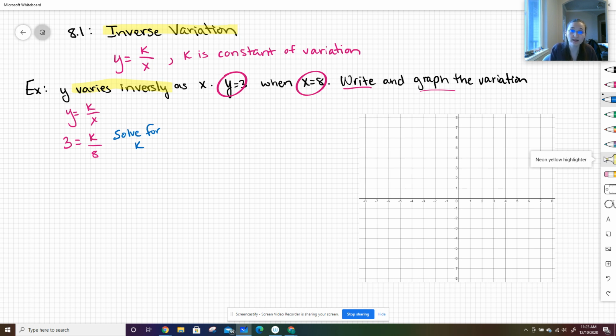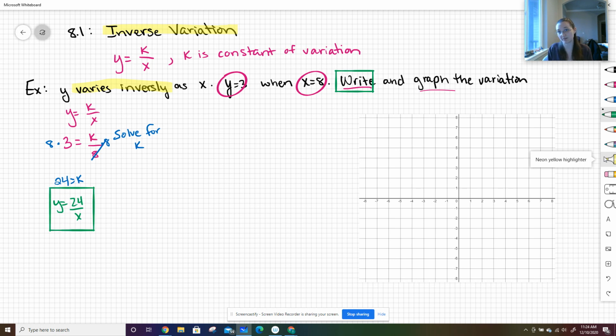So to do that, right now k is being divided by 8, so I'm going to multiply by 8 on both sides to get k by itself. So I end up with 24 equals k. So now my actual variation function is going to be y equals 24 over x. There it is.